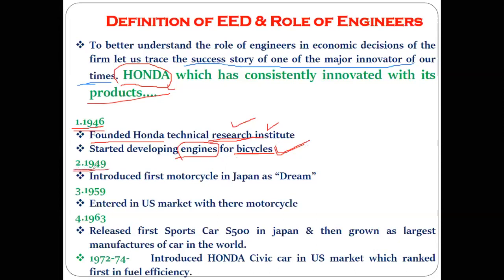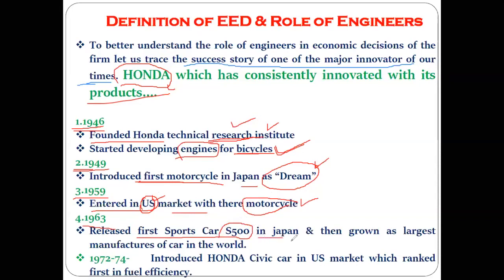Then in 1949, they introduced their first motorcycle in Japan. Name of that first motorcycle is what? Dream motorcycle. Now in 1959, the Honda company entered the US market. Where did they enter? The US market, United States, America. And they made their entry with their motorcycle. Then in 1963, they released their first sports car. That is the S500. Now they launched the sports car in Japan.